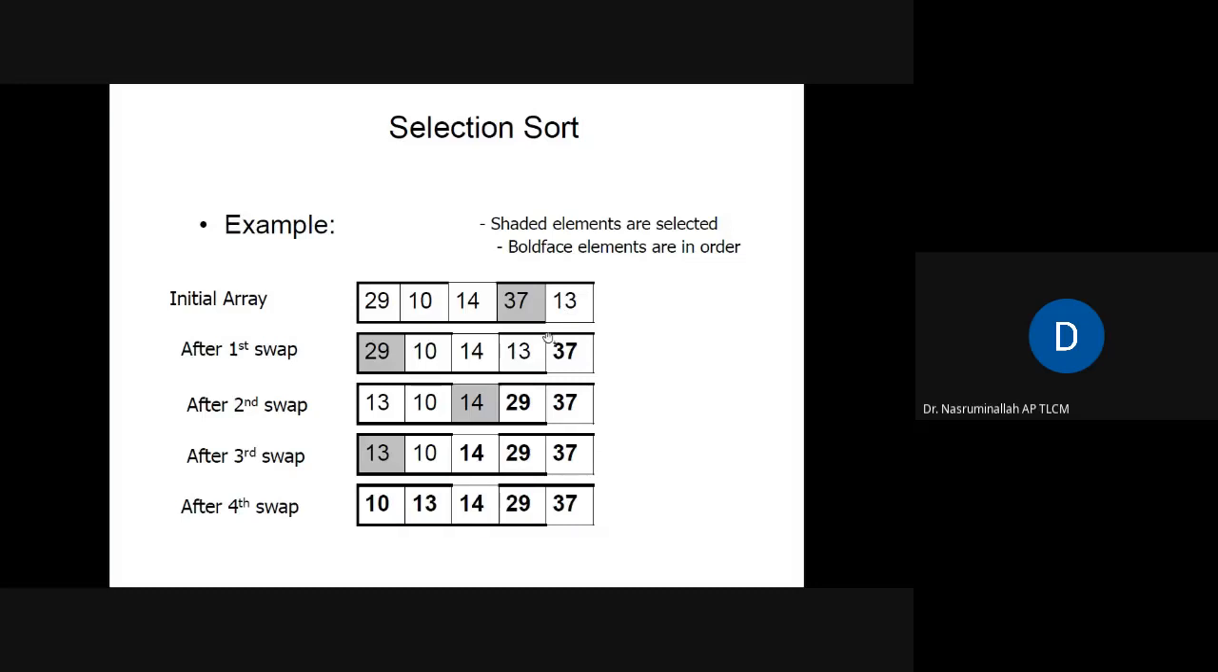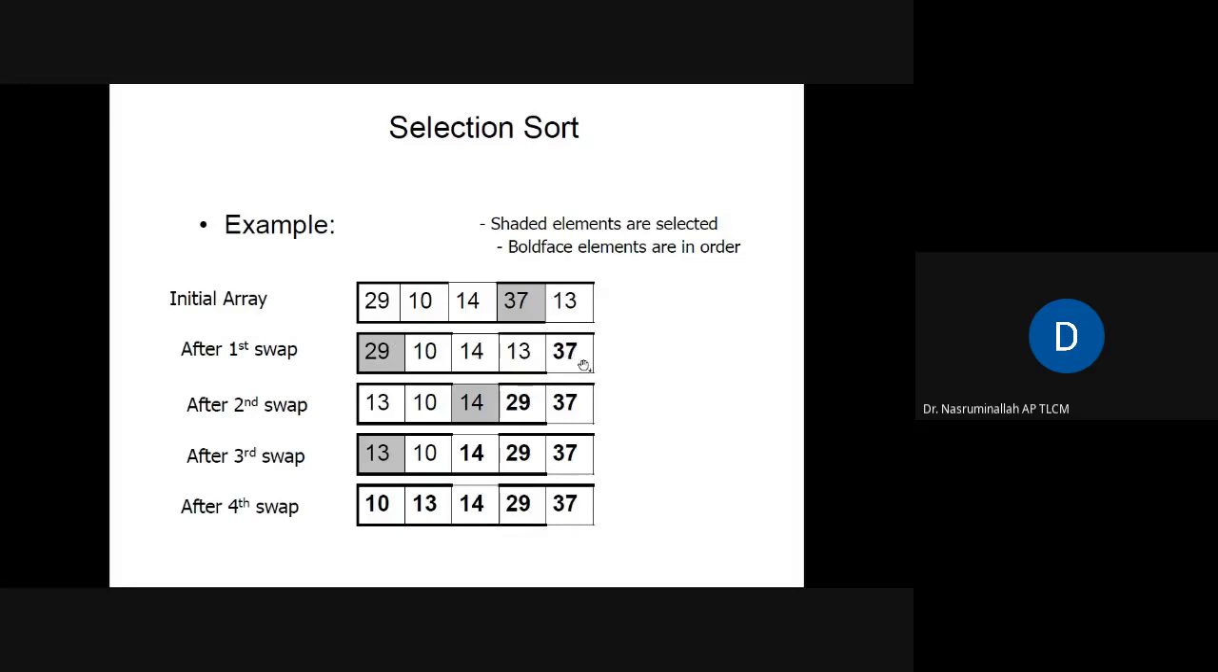In the next step, last will be pointing to the fourth element, and after that it will be pointing to the third element, and so on and so forth. So let's try this example. In the first step, if you go through all the elements, the largest element is 37 and last will be pointing to 13, so they will be swapped.